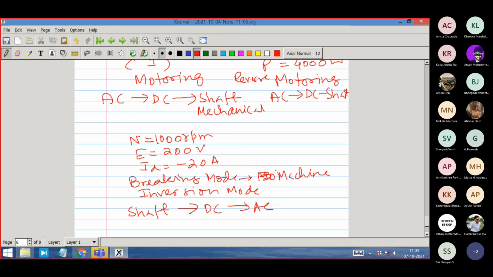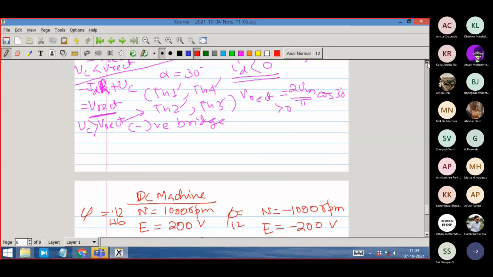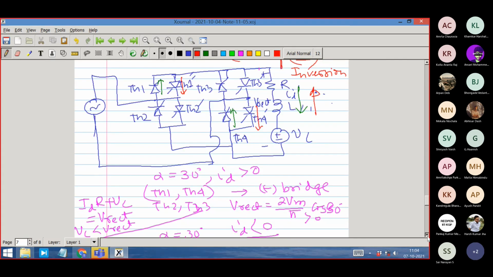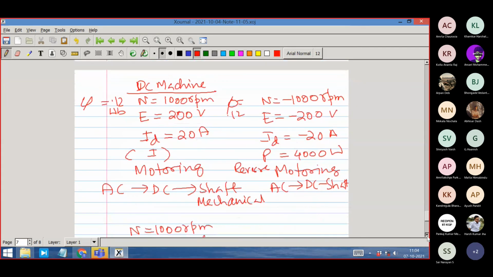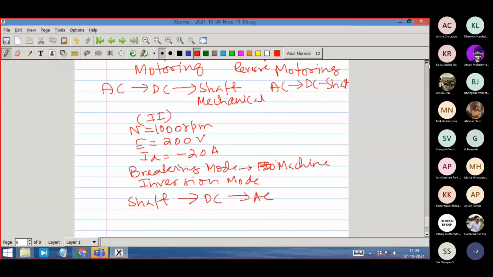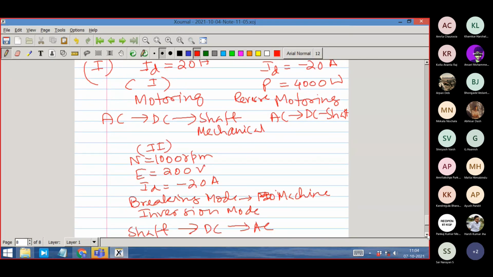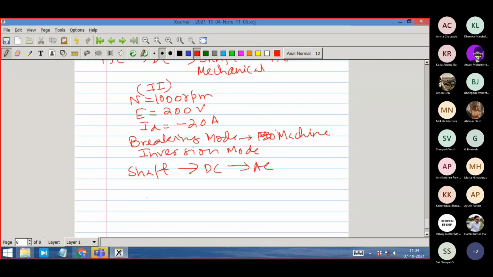You can create another mode. This is E positive and I negative. E positive, I negative means which mode, which zone? It is generation, inversion, the second mode. This is the second quadrant operation. This was first quadrant operation. This was third quadrant operation. This is the second quadrant operation, and similarly I can create a fourth quadrant operation.